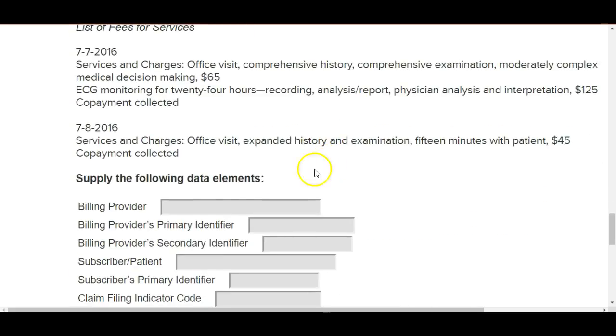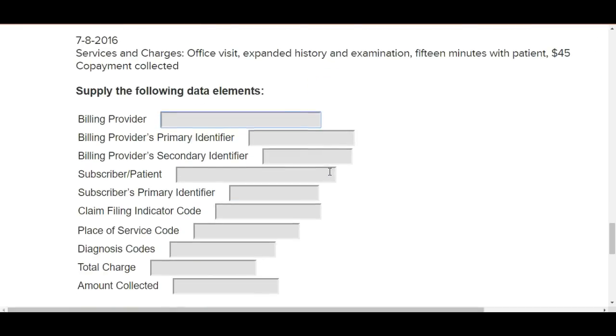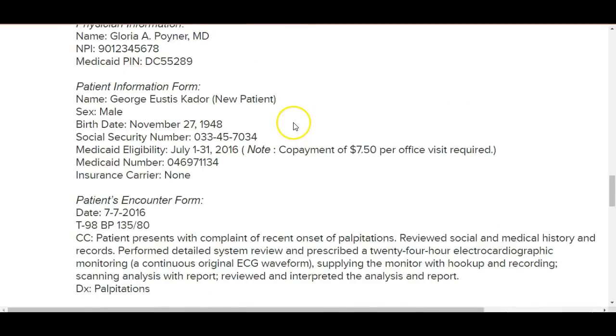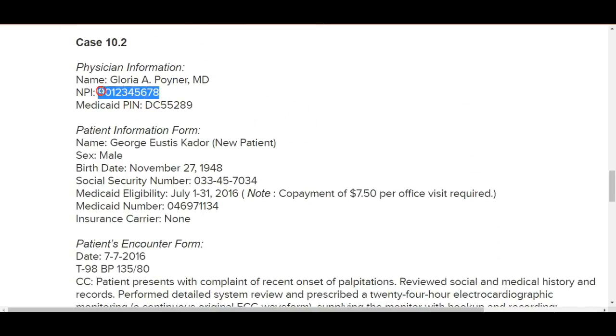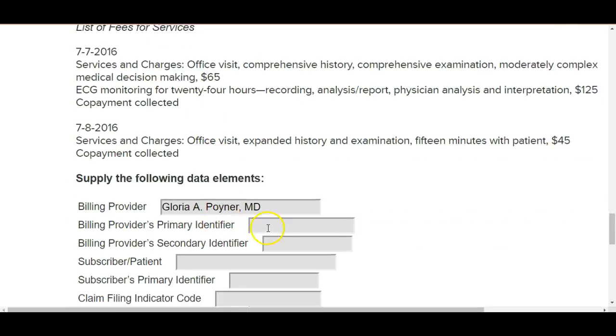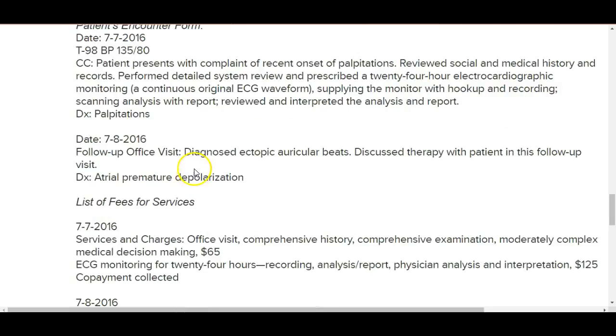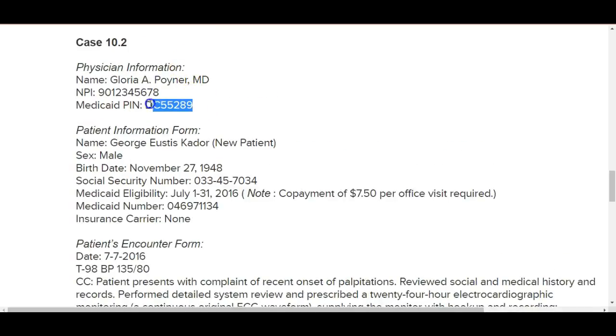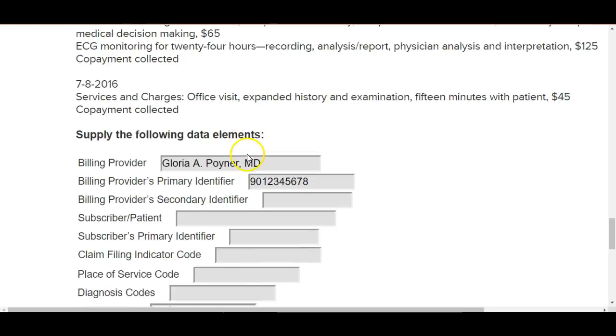So now we have his diagnosis code figured out. We'll start filling in all of this business here. The billing provider is going to be Gloria A. Pointer, MD, and her primary identifier is this MPI number here. You can type it all in, you can copy and paste it, whatever you want to do. We'll copy and paste. Her secondary is going to be her Medicaid number, her Medicaid PIN. So we're going to copy and paste that here.